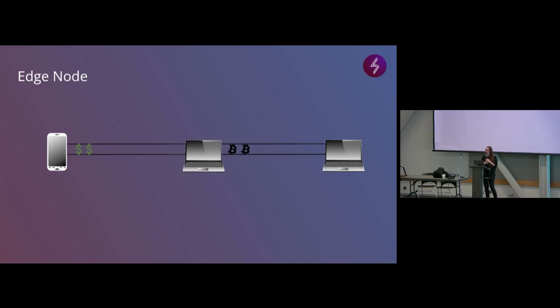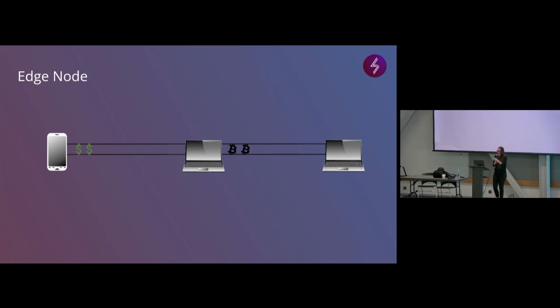Is an edge node a separate piece of software? Great question. No, an edge node is basically a configuration change you make in your litd config file. Anyone running a litd node can just go in and make some config changes, add a little price oracle, which we'll talk about soon as well, and ta-da, you're an edge node.